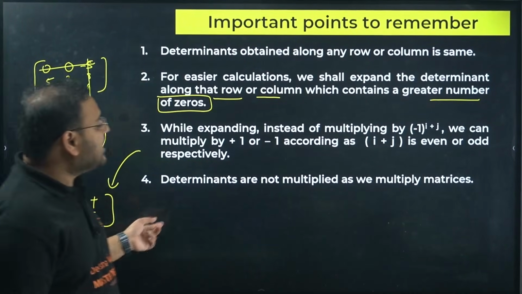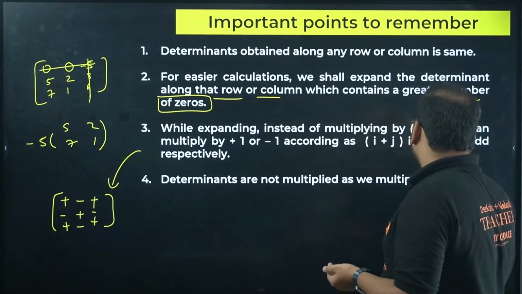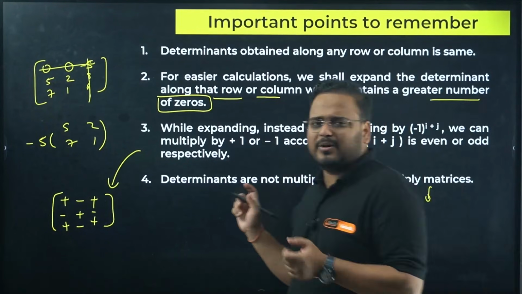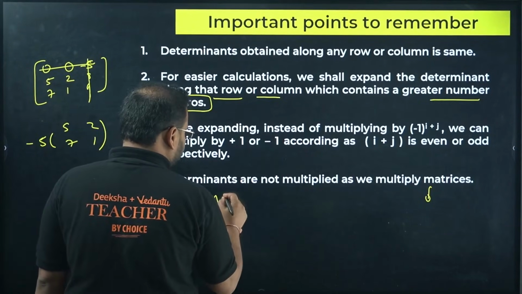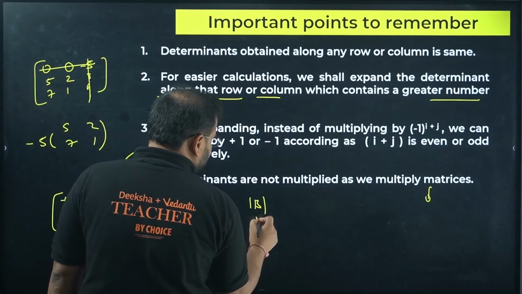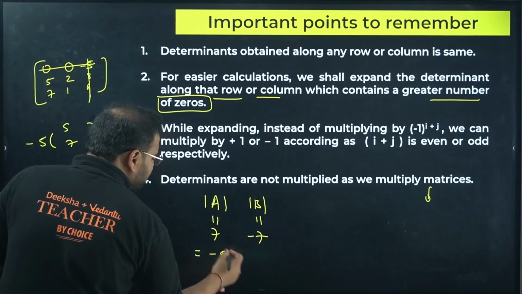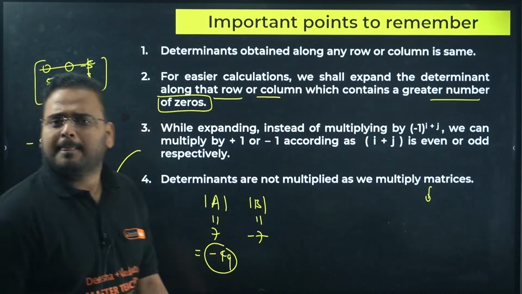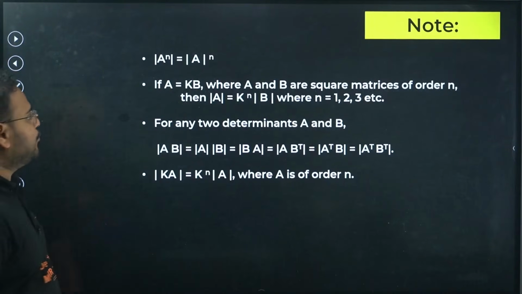Clear? Determinants are not multiplied the way we multiply matrices. Of course, when you multiply matrices, you multiply row to column and all of that. But determinants are scalar values. If determinant of A comes out as 7 and determinant of B comes out as minus 7, the product will be minus 49. Why would you multiply row to column? You don't multiply row to column. Okay, moving on.